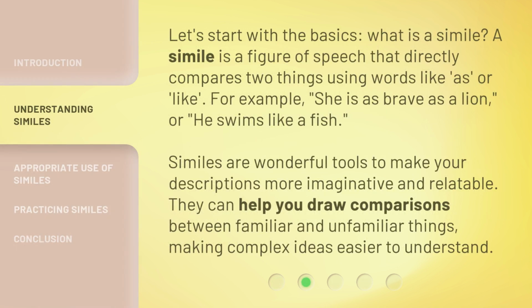Let's start with the basics. What is a simile? A simile is a figure of speech that directly compares two things using words like as or like. For example, she is as brave as a lion, or he swims like a fish. Similes are wonderful tools to make your descriptions more imaginative and relatable. They can help you draw comparisons between familiar and unfamiliar things, making complex ideas easier to understand.